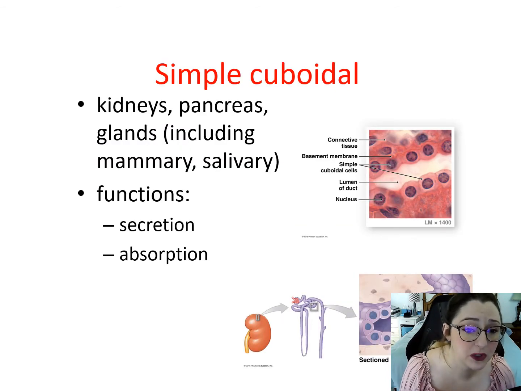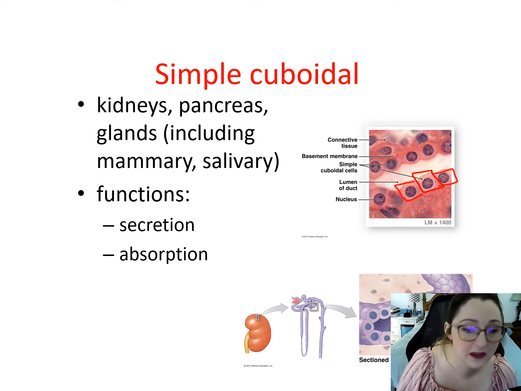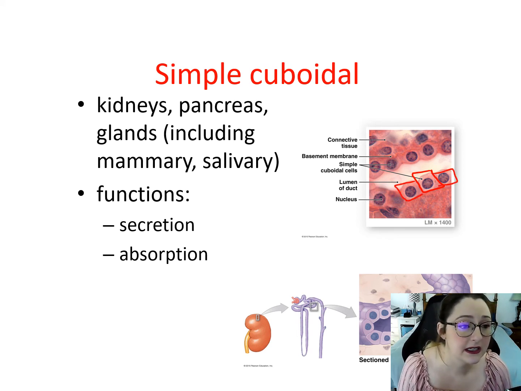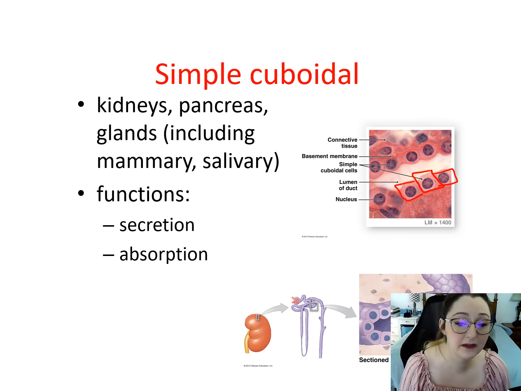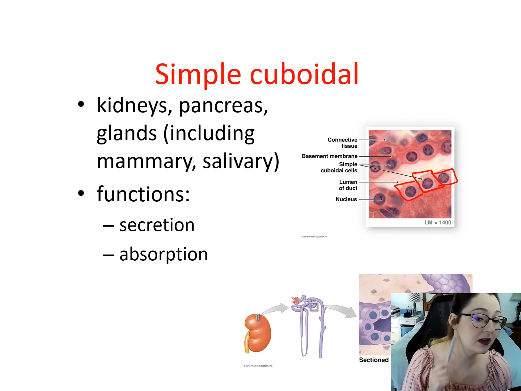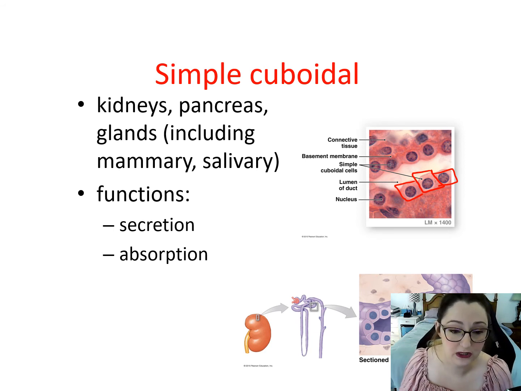Next we have simple cuboidal. I find these to be really cute little cubes of cells. They're adorable. You're going to find these in the kidneys, the pancreas, glands, including the mammary and the salivary glands. The mammary glands are going to be located in the breast. Salivary glands are going to produce saliva, and you'll find them here, here, and under your tongue. And the functions are for secretion and absorption.